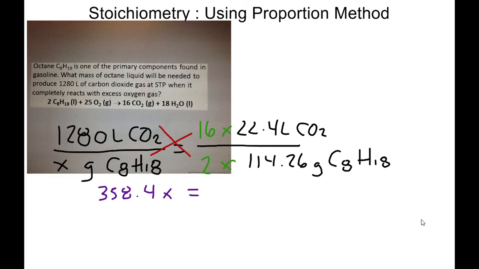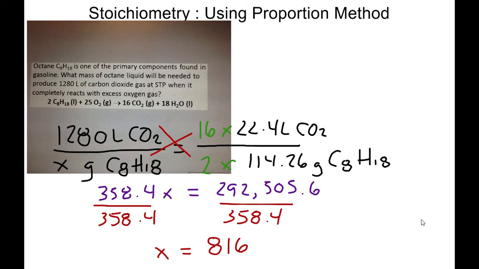Now we will cross-multiply 1,280 times 2 times 114.26. This gives us 292,505.6. Now we simply wish to solve for x by isolating x. In order to do this, we simply divide each side of the equation by 358.4. The rounded value that this reveals is 816.